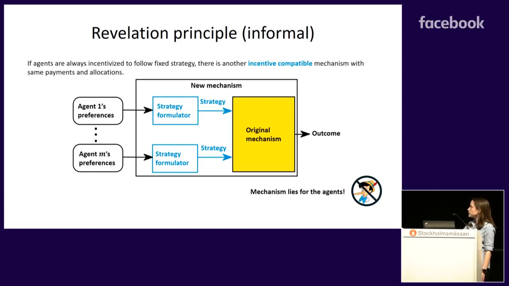It's pretty simple. We just take their true values, we run them through whatever strategies they use, and then we input those strategic bids into the original mechanism, and we get whatever outcome that mechanism produces. And so, of course, in this mechanism, the buyers are incentivized to bid truthfully. So colloquially, we could say that the mechanism lies for the agents, so the agents don't have to lie. Yeah, we assume they know about the mechanism, yeah.